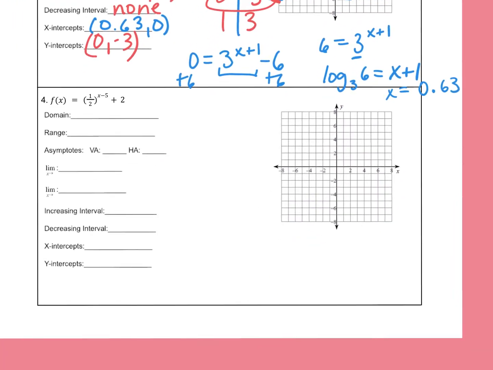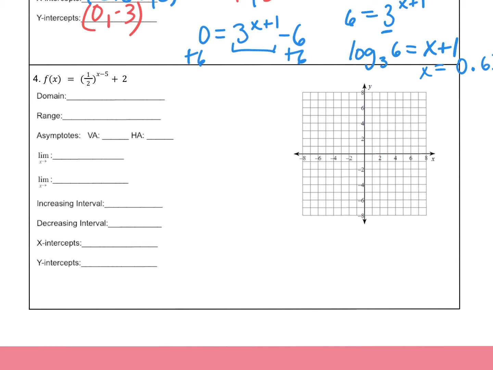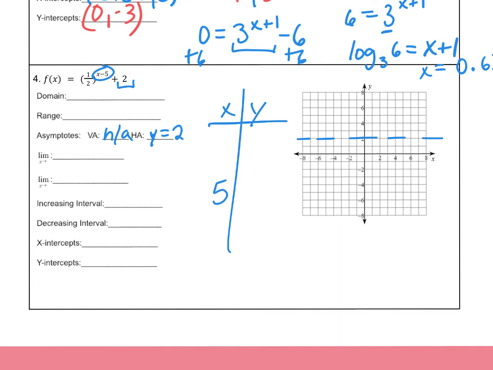Okay, another exponential one, number 4. We go ahead. Our asymptote is y equals 2. We don't have a vertical asymptote. There we go. Okay, start my table. I need to set this equal to 0. I know that's going to be 5. And then 2 numbers to the left of that and to the right.